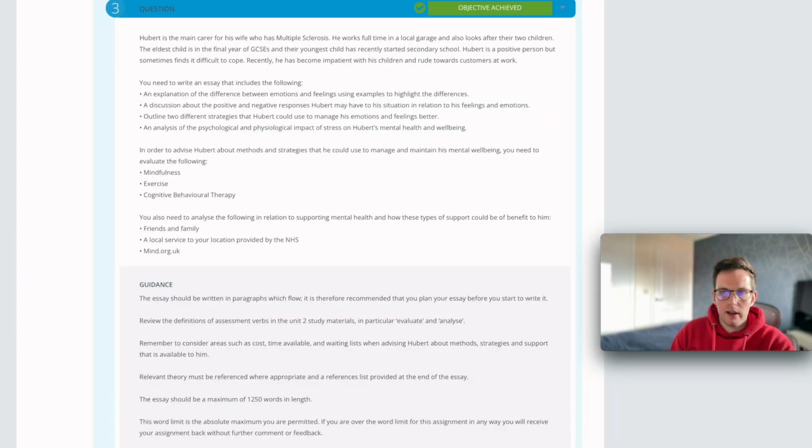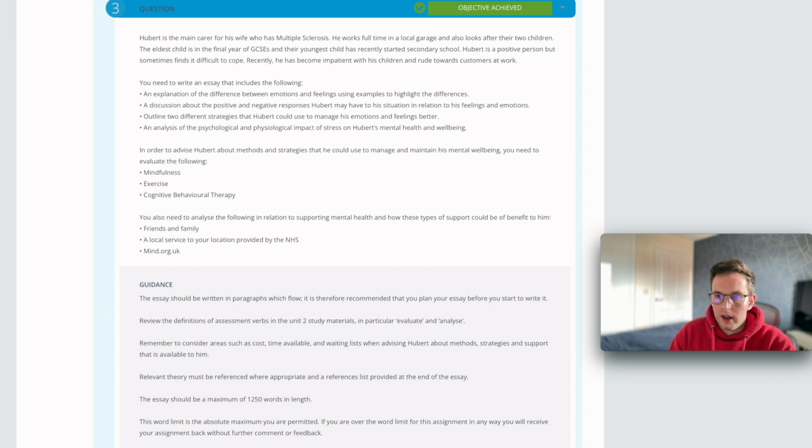Question 3 is a little bit of a case study, and it is about Hubert. And Hubert is the main carer for his wife, who has multiple sclerosis. He works full-time in a local garage and also looks after their 2 children. The eldest child is in the final years of GCSEs and the youngest child has recently started secondary school. Hubert is a positive person but sometimes finds it difficult to cope. Recently, he has become impatient with his children and rude towards customers at work.